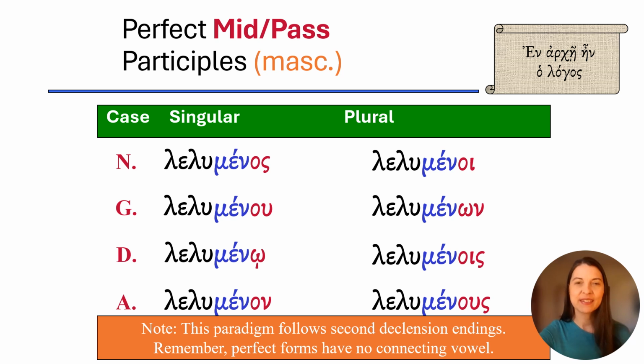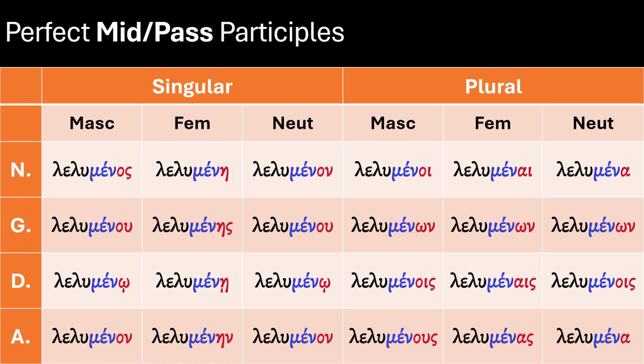Just like in the present tense, the middle passive perfect participles will use the second declension endings in the masculine and neuter. The perfect forms do not have a connecting vowel, so you will not see any changes happening with contract verbs. So here are all three of the perfect middle passive participles. This is your masculine and neuter with the second declension endings, and your feminine will have your first declension endings. And notice here you have all eta in your singular, and you have the alpha shifting into the plural.